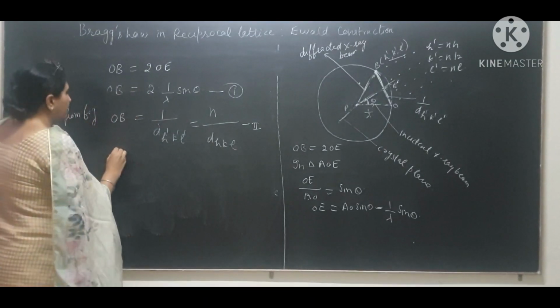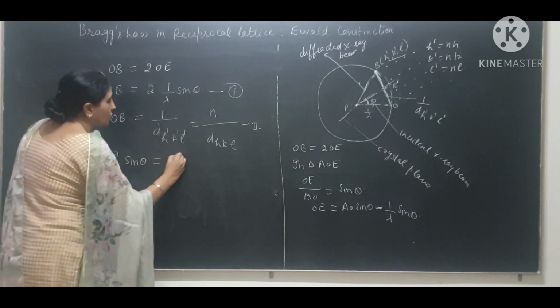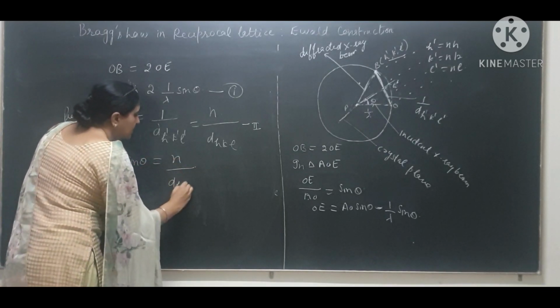So you can write from here 2 over lambda sine theta is equal to n over d hkl.